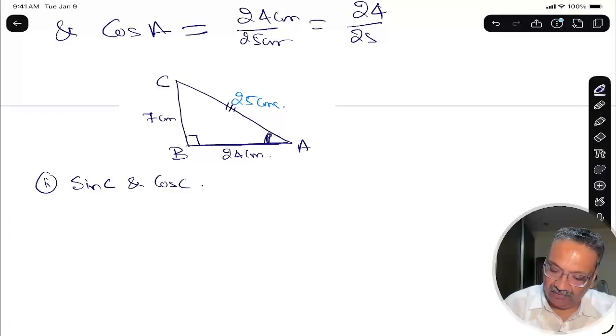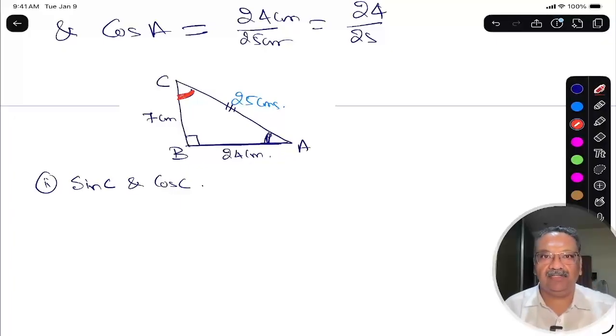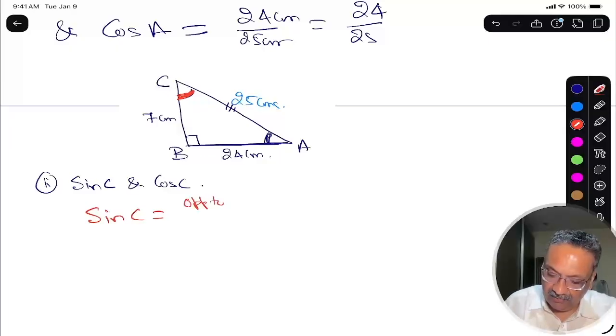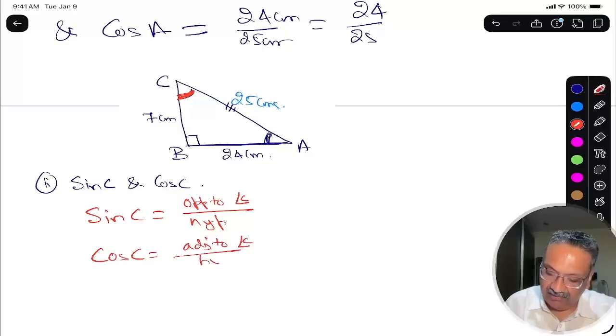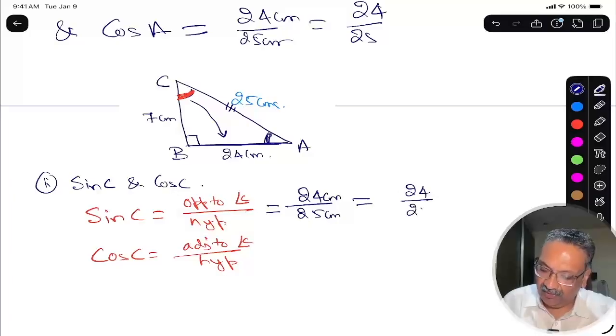Now we are looking at with terms of angle C. Angle C ವತಿಯಿಂದ ನಮಗೆ ಅವರು ಕೇಳ್ತಾ ಇದ್ದಾರೆ sin of angle C and cos of angle C. So here you have to be careful. See, now the formula is the same. Opposite to angle C divided by hypotenuse. Similarly, cos C will be adjacent to angle C divided by hypotenuse. Now what is opposite to angle C? Opposite to angle C is this one, 24 centimeters. 24 centimeters by hypotenuse is 25 centimeters. This is 24 by 25.